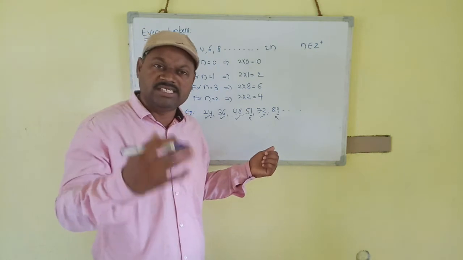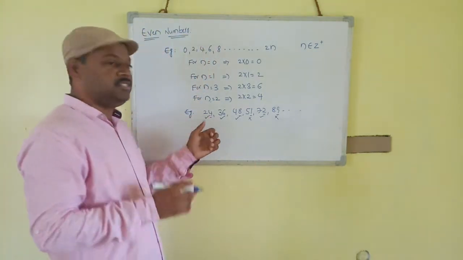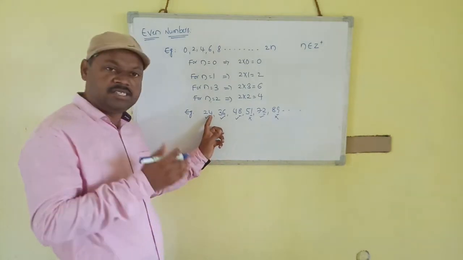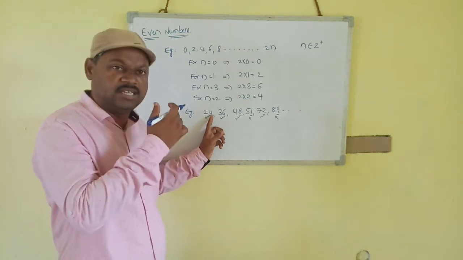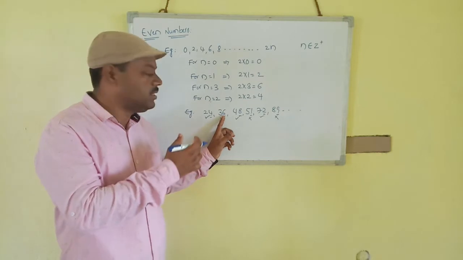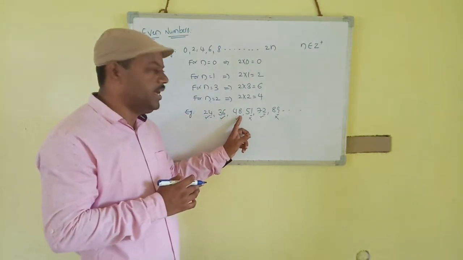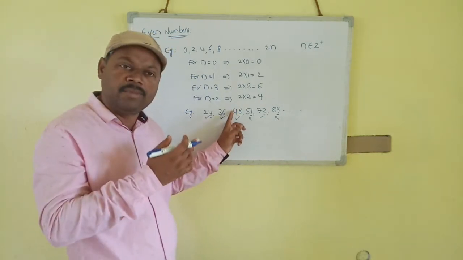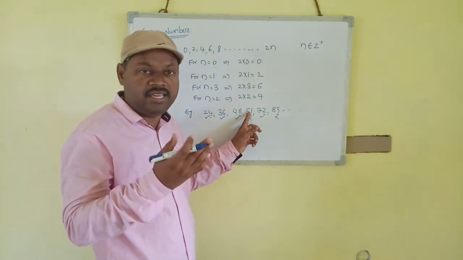So what is the simple identification? Just check the ones place digit. If the ones place digit is even, then the entire number is even. 36 is even. For 48, 8 is even, so the complete number 48 is even. For 51, 1 is not an even number.